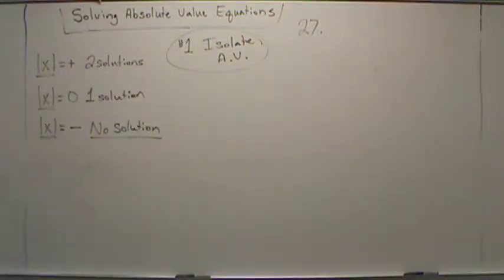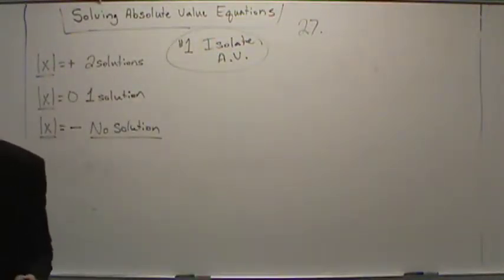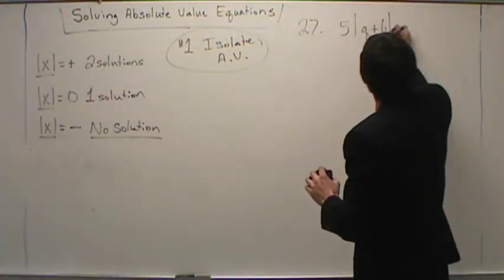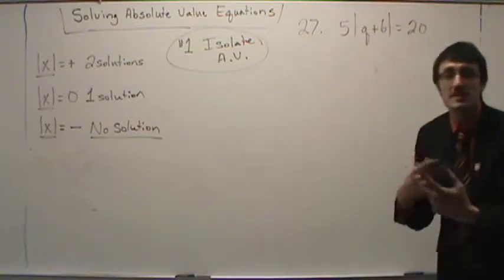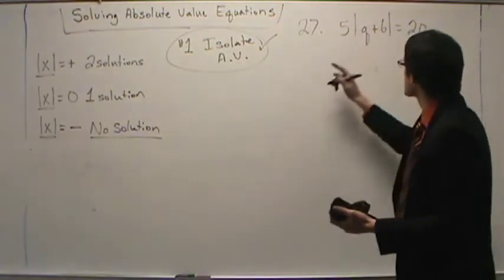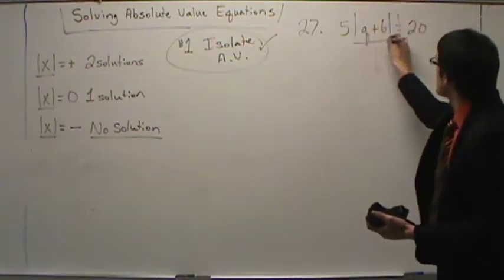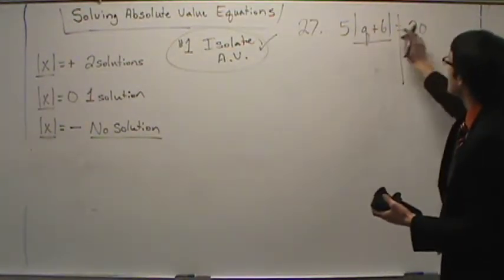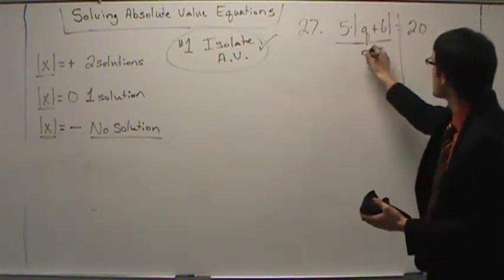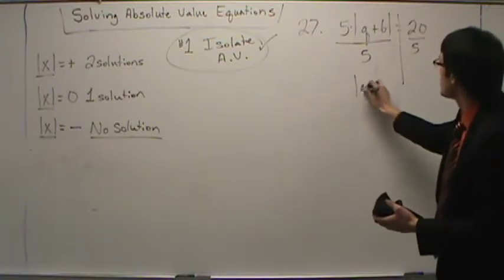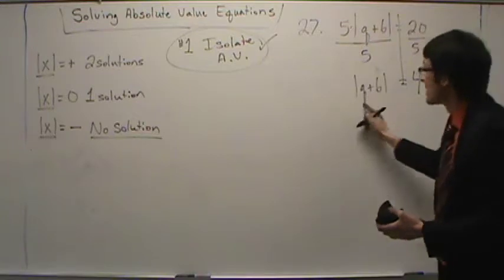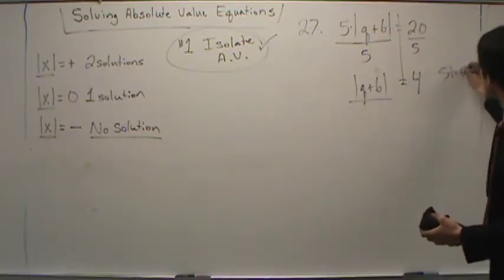So number 27, assuming that you've already attempted this, we have 5 times the absolute value of q plus 6 equals 20. And again, what's the first thing we need to do with these equations? Isolate the absolute value. Notice the absolute value unit is the absolute value of q plus 6. So what do we have to get rid of? 5. Now notice 5 is being multiplied. We do the opposite, divide by 5, divide by 5. We get the absolute value of q plus 6 is equal to 4. Now, is it isolated? Yes, it's isolated.